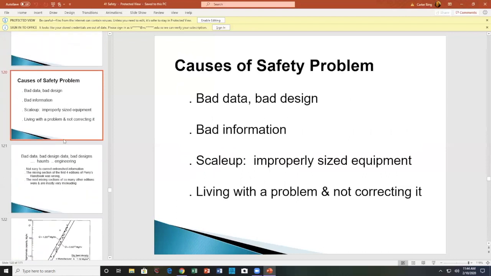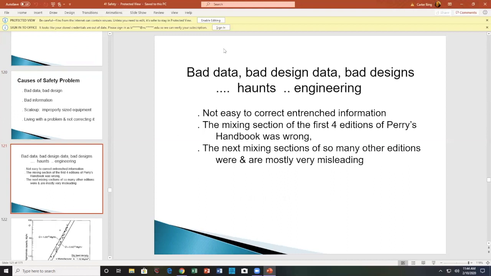Let's take a look at what causes safety problems. Bad data, bad design, bad information. Improperly sized equipment, living with the problem and not correcting it. Bad data and bad designs haunt engineering, unfortunately. It's not easy to correct entrenched information. The mixing section of Perry's handbook, for example, in the first four editions is wrong. The next editions' mixing sections are very misleading.